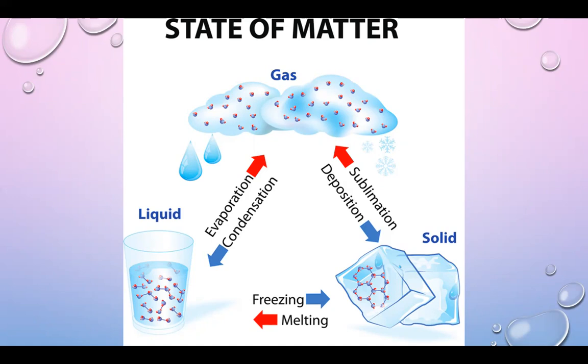And the other thing is a gas can become solid with high pressure and cooling. So that can become solid again. That is called deposition. This is rare, and maybe you have not seen it. Sublimation is when solid becomes gas, and deposition is when gas becomes solid. Okay, so let's learn about these.